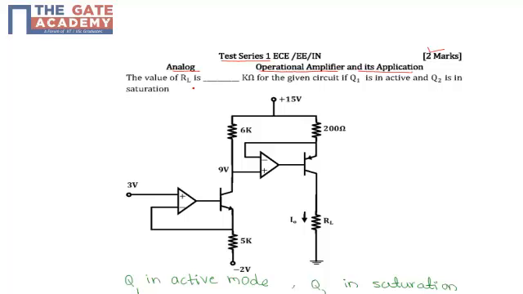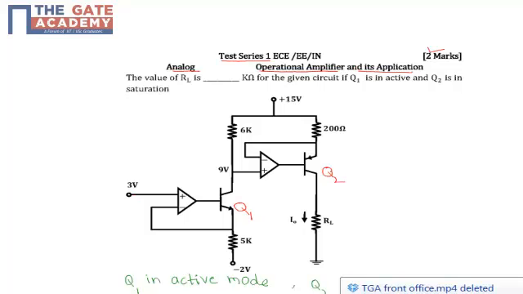The given circuit has 2 transistors: this one is the Q1 transistor and this we will call the Q2 transistor. The Q1 transistor is connected with one op amp. The negative terminal of this op amp is connected here with a 5K resistance. The other end of this resistance is connected to minus 2 volts. The positive terminal of the op amp is connected to 3 volts.